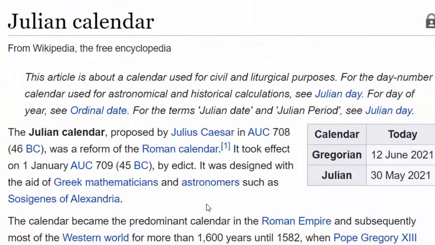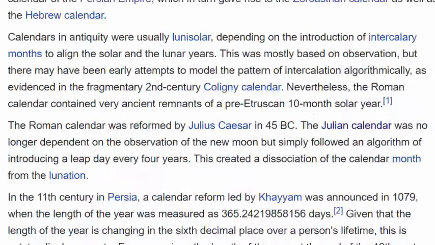So up until the 16th century, most of the civilized world was using the Julian calendar, so let's look at it. We're still on Wikipedia.com, now looking at the Julian calendar, the predecessor to the Gregorian calendar. And we see that it was proposed by Julius Caesar in 45 BC. It was 45 years before the birth of Christ that the Romans, with the aid of Greek mathematicians and astrologers, decided to create a man-made calendar.